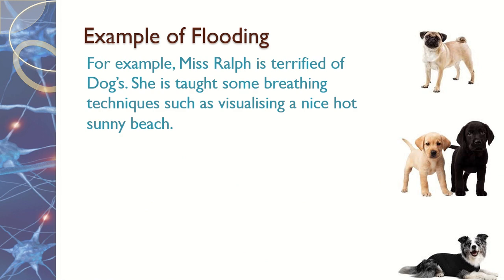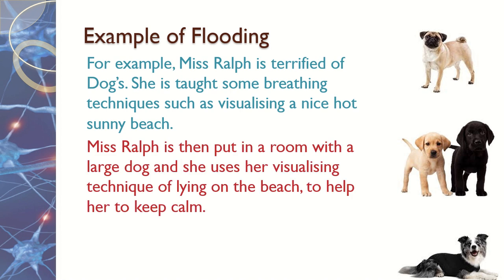An example of this would be Miss Ralph is terrified of dogs, and she's taught some breathing techniques, such as visualising a hot, sunny beach that she's laying on. There's sand, there's the sea, you can hear the waves. And while she's thinking of this, and she's feeling very calm, she's put in a room with a dog, and she remembers how calm she feels by laying on the beach with the waves lapping, and that keeps her calm.